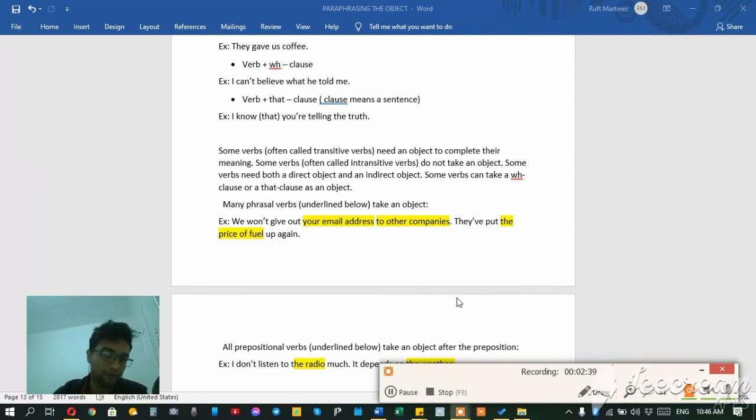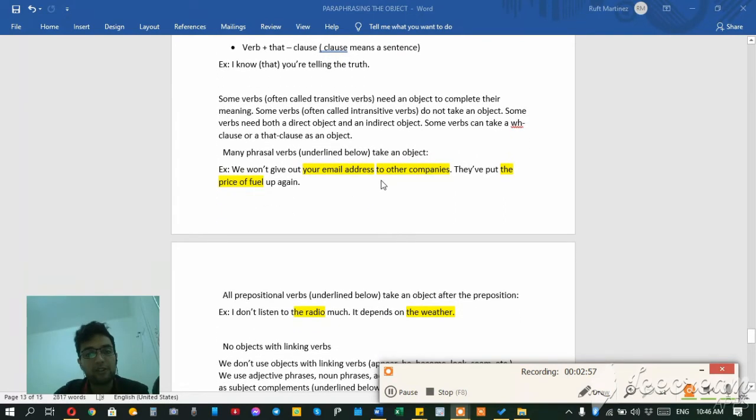Some verbs, often called intransitive verbs, don't take an object. Some verbs need both a direct object and an indirect object. Some verbs can take a WH clause, like this: what he told me, as an object. Many phrasal verbs take an object.